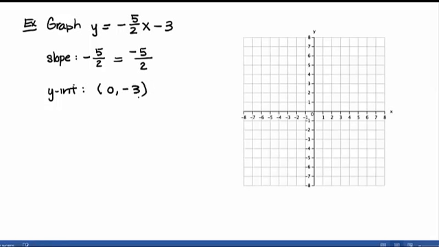Okay, so now I've identified both the slope and the y-intercept. I want to start at this point, at the point 0, -3. So I go to my graph, and I go to this point 0, -3. So I always start at my y-intercept.